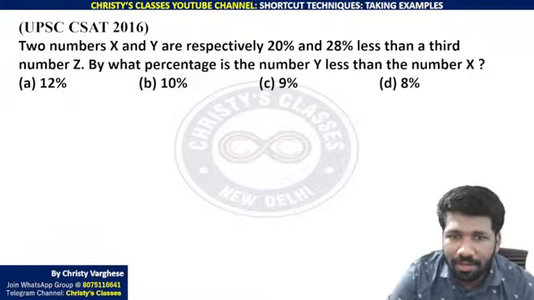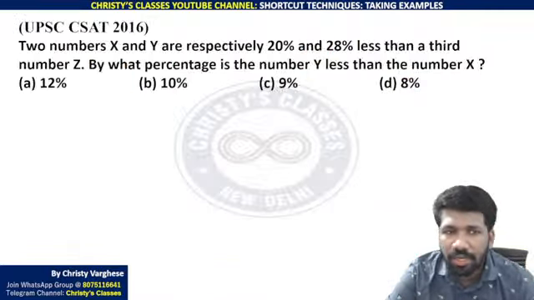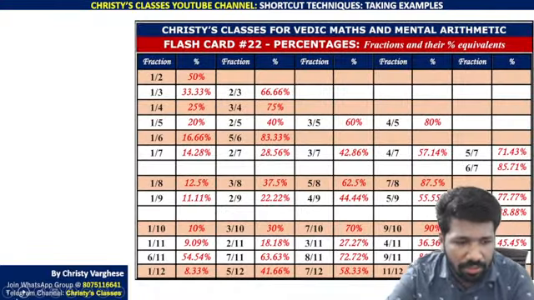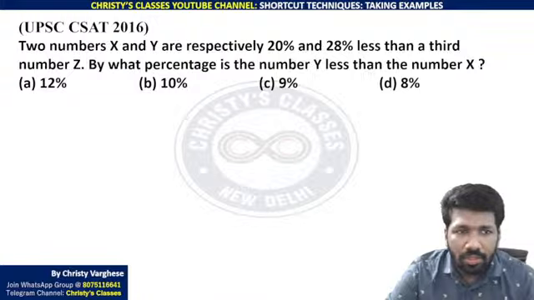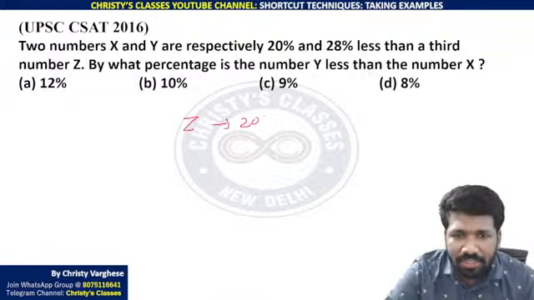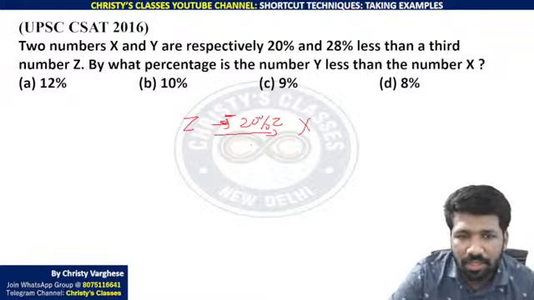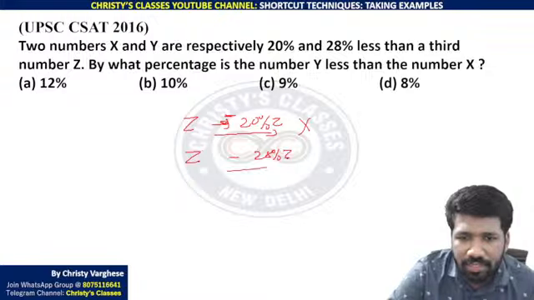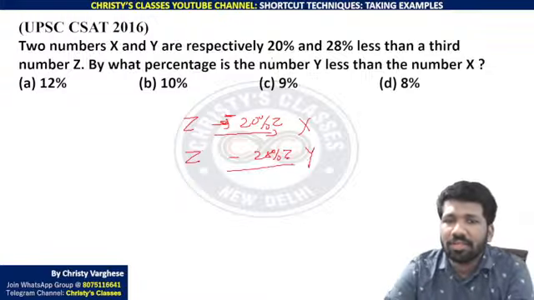Two numbers x and y are respectively 20% and 28% less than the third number z. So just a minute. So x is 20% less than z: z minus 20% of z is x. That is what that sentence means. And z minus 28% of z is y. That is the meaning of 20% and 28% respectively, right?